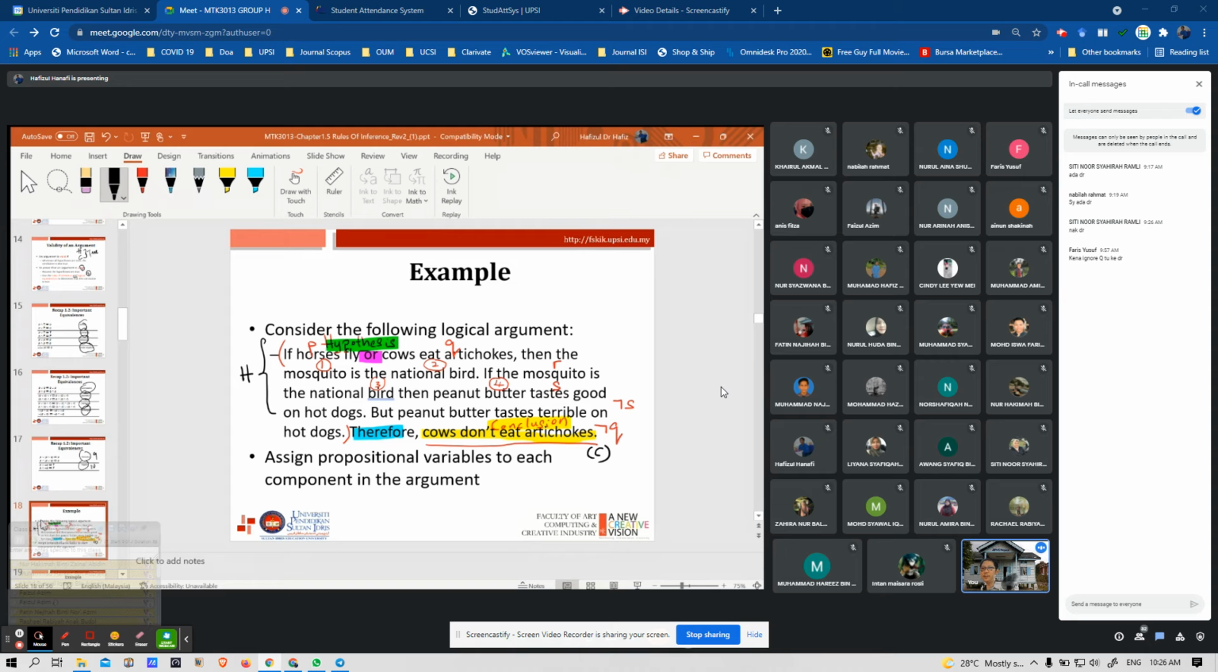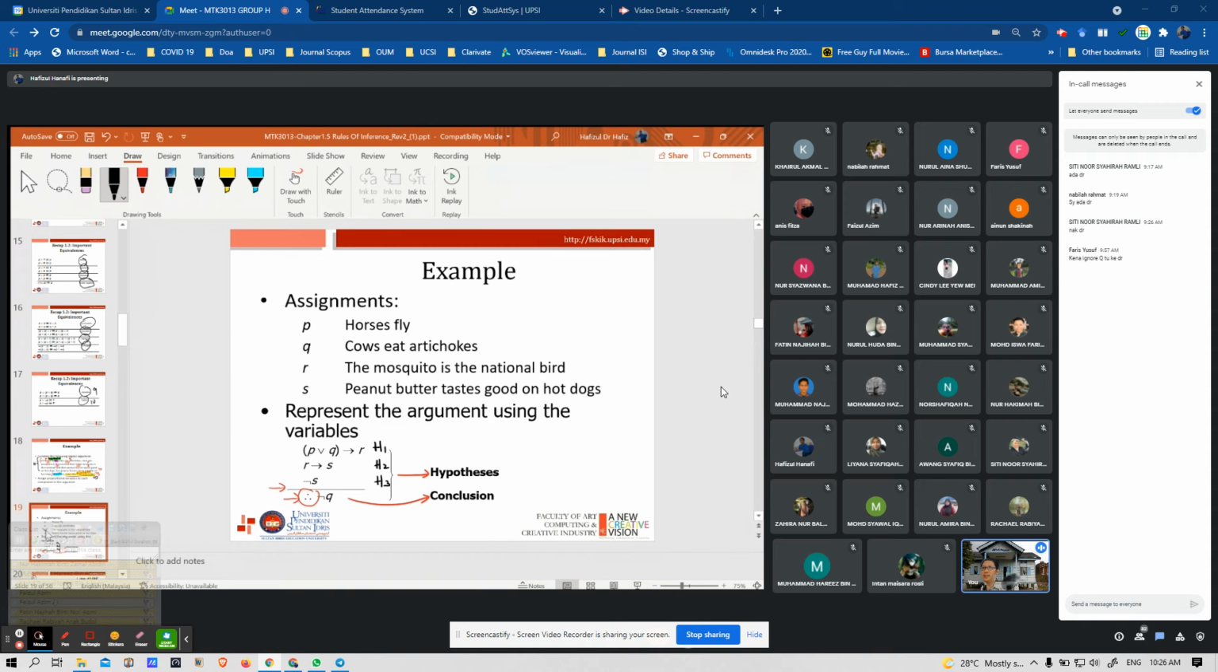We negate the Q. And then for the example, we want to assign a propositional variable to each component in the argument. After we assign P, horses fly; Q, cows eat artichokes; R, the mosquito is a national bird; S, peanut butter tastes good on hot dogs. Okay, and then represent the argument using the variables.